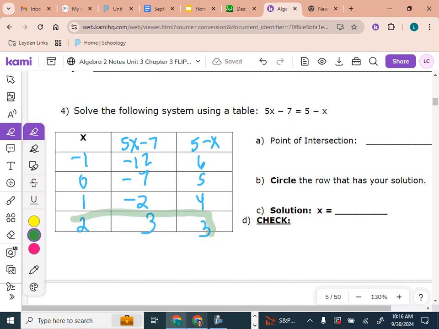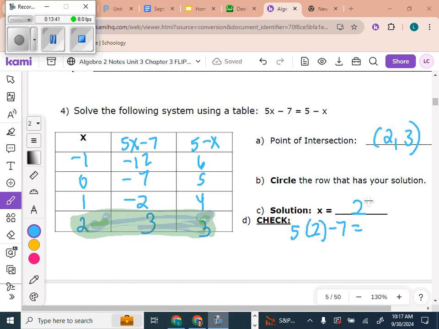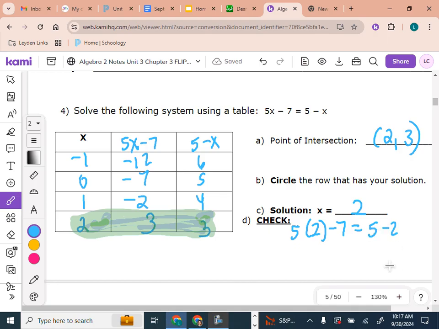How do I know that? Because I get the same output for each input, right? Well, 5 minus 2. Okay. Once again, I got this 2, 3 because that's where my output's the same. My x value is my solution. I'm plugging it in real quick to check it. You don't have to do this. But 10 minus 7, is that equal to 5 minus 2? Yeah, they're both 3.